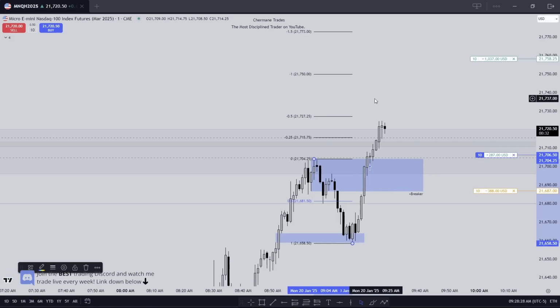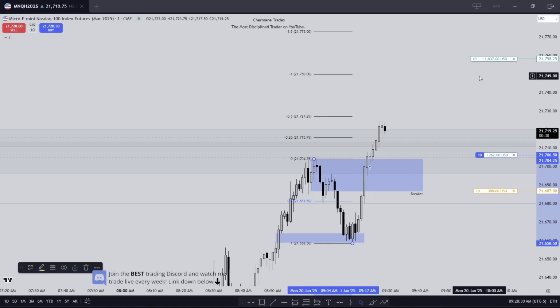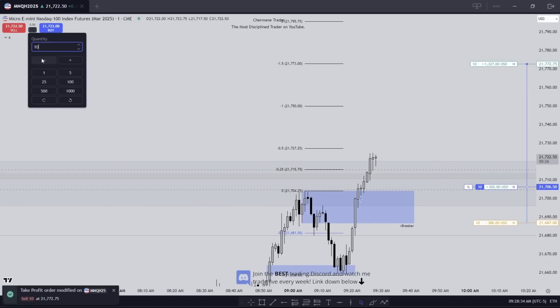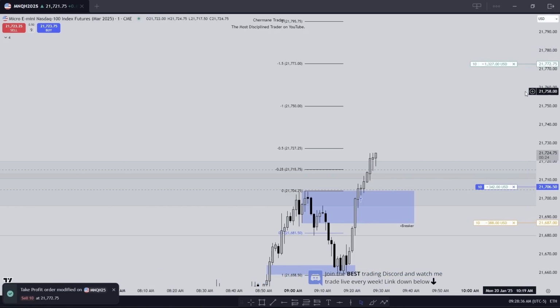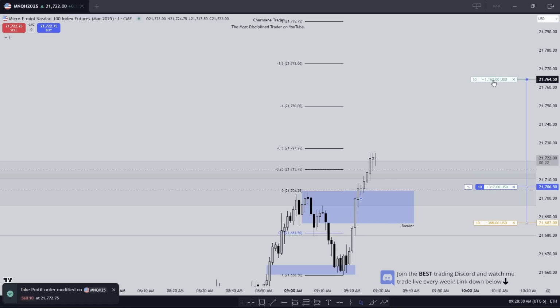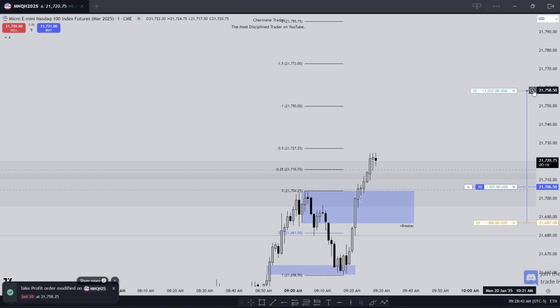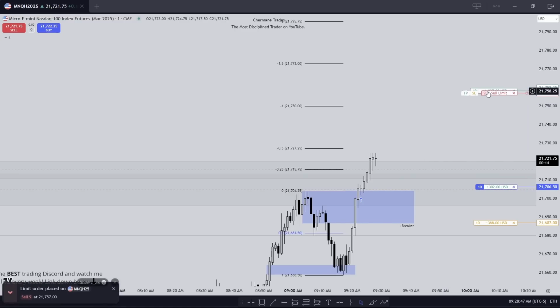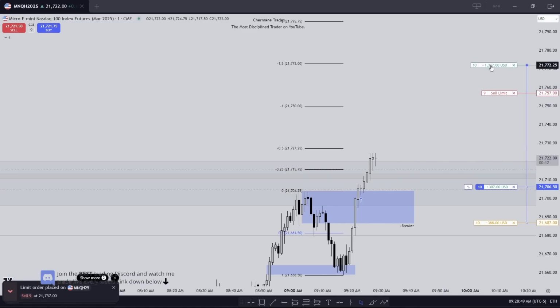And like I said, I'm not really going to take partials. I may actually only take 9 off here. And then I'll just leave 1 micro on as a runner.